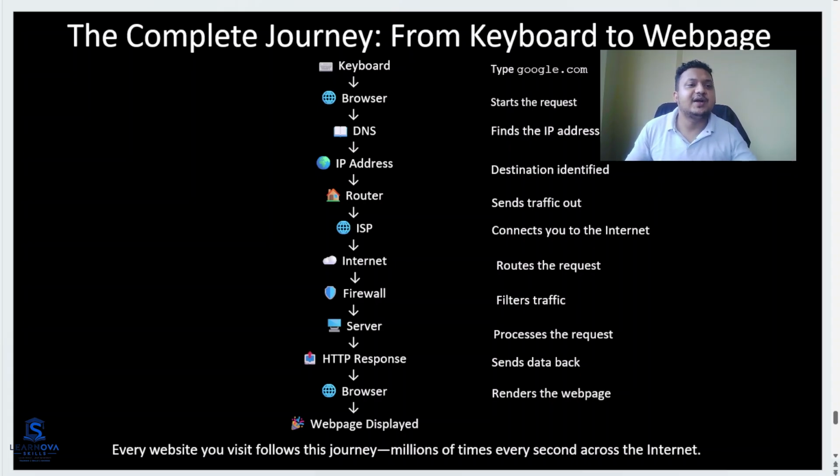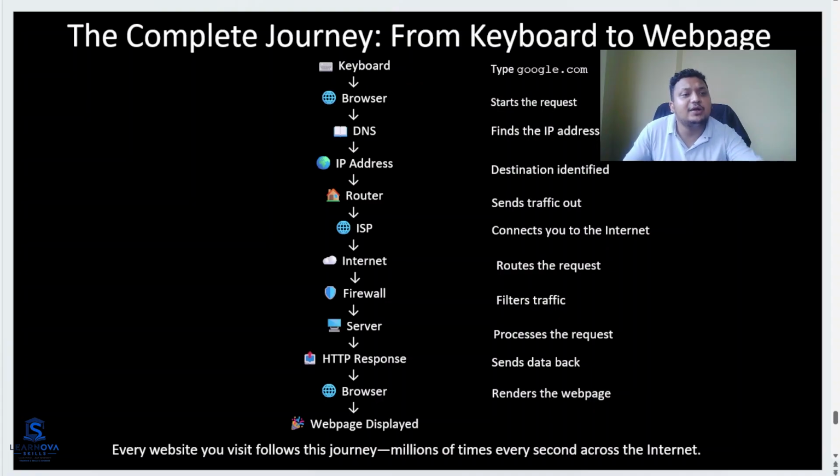Security controls such as firewalls can filter traffic. The server receives and processes the request. The server sends an HTTP response. Browser receives that response. And finally, browser renders the web page. So remember the complete flow. It's keyboard, browser, DNS, IP address, router, ISP, internet, firewall, server, HTTP response, browser, and web page. What looks like a single action to us actually involves many different technologies working together.